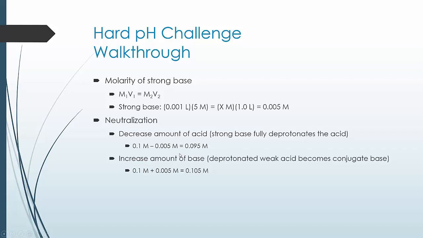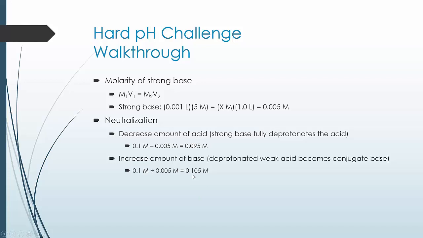Then we're going to, this is important, increase the amount of conjugate base. Remember, whenever we deprotonate a weak acid, it becomes a conjugate base. So the same amount of weak acid that was lost, 0.005 molar, is now added to the conjugate base. So 0.1 molar plus 0.005 molar gives us a final conjugate base concentration of 0.105.